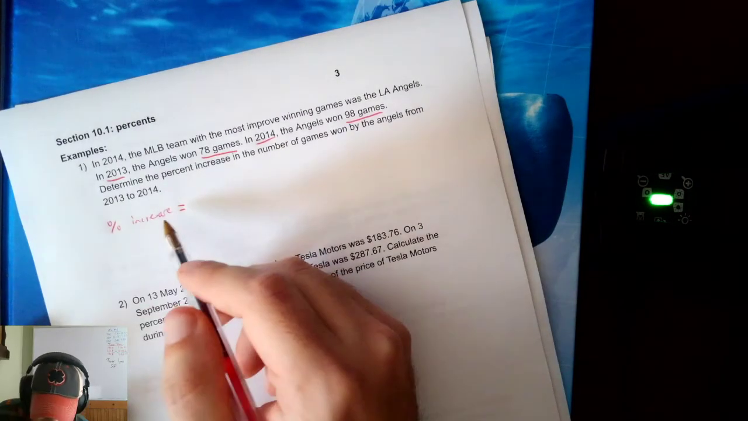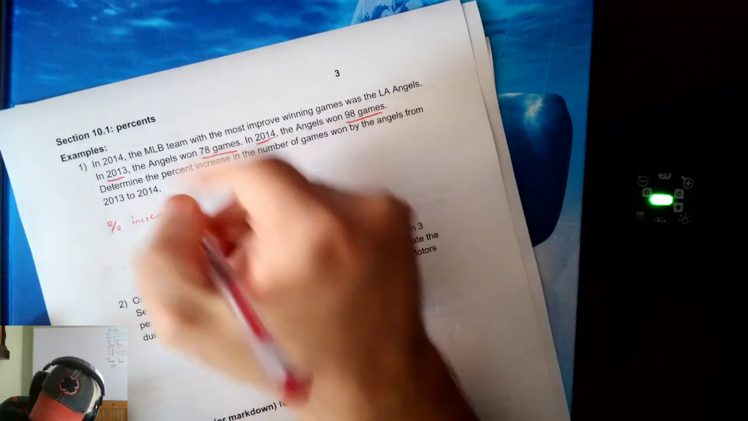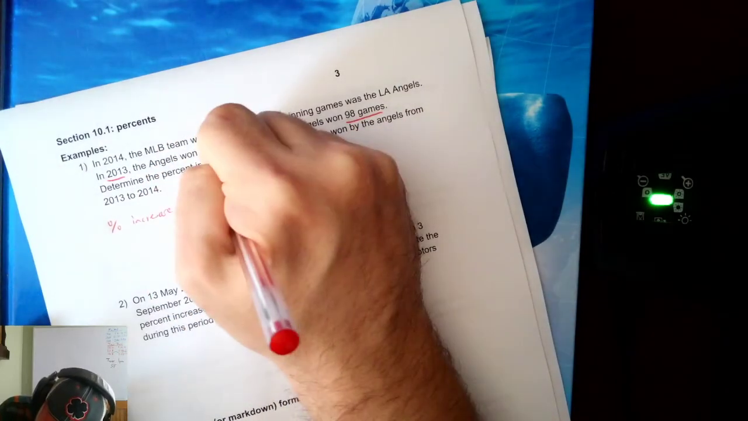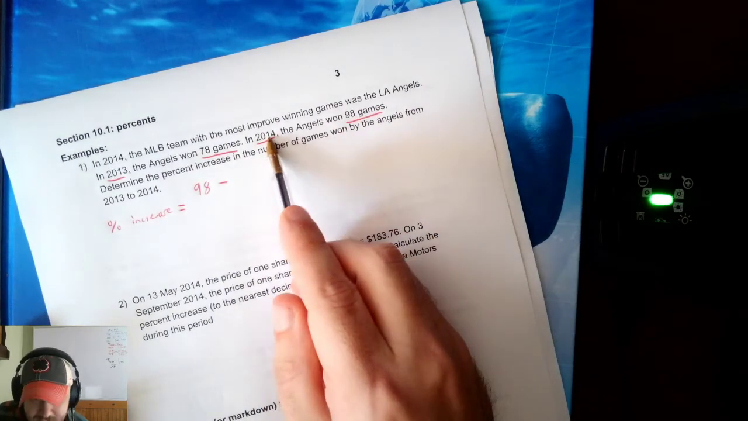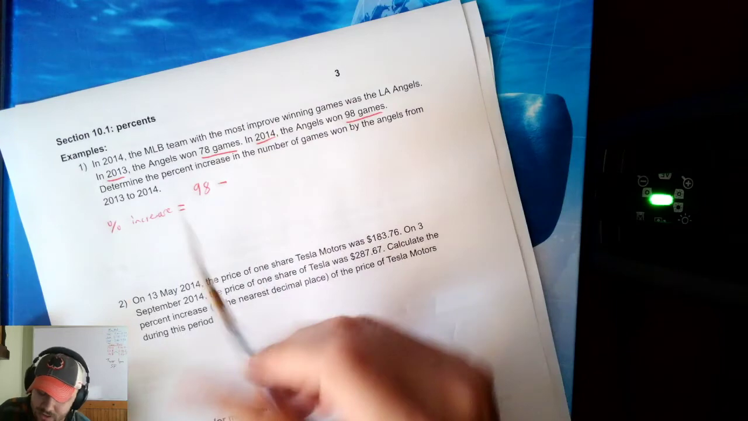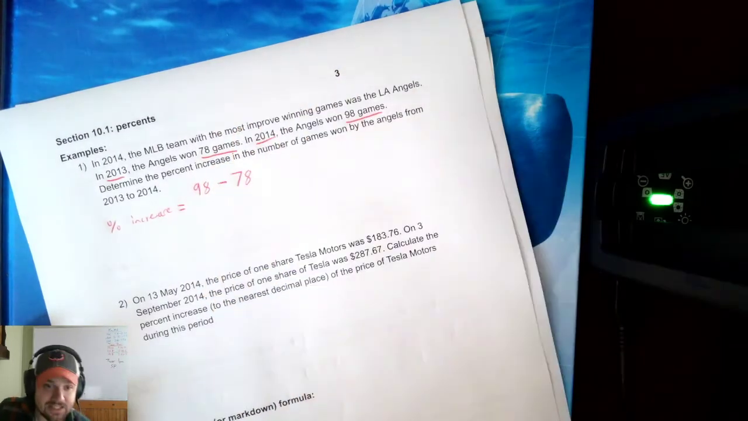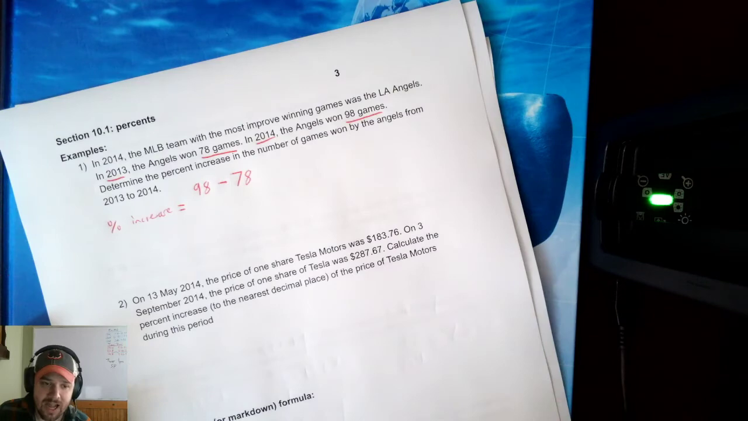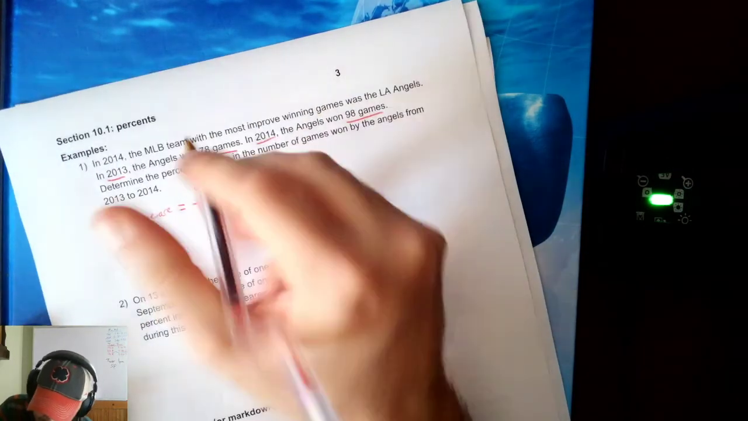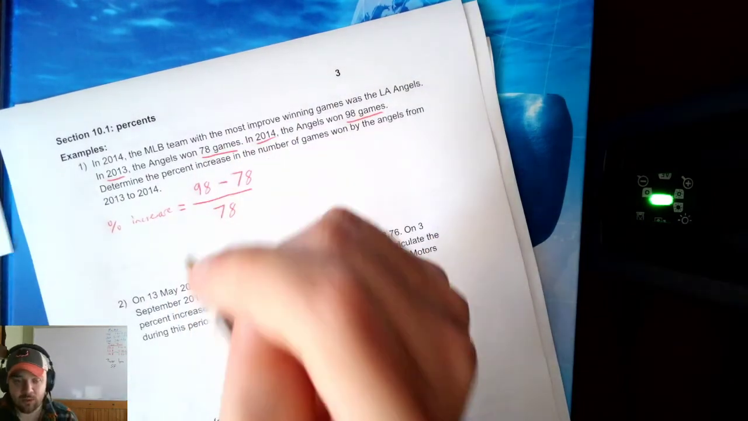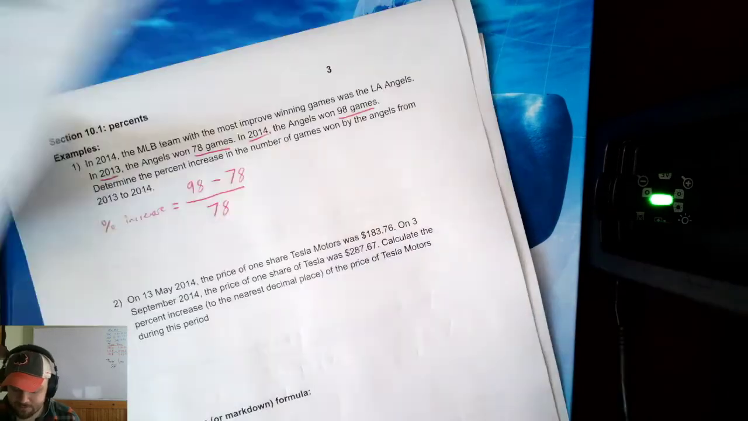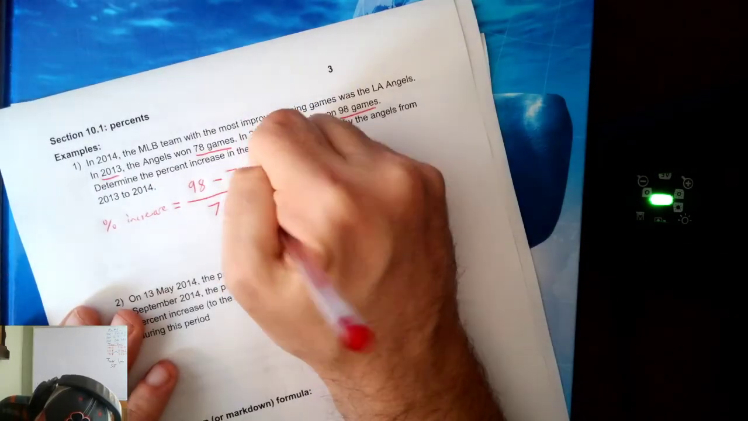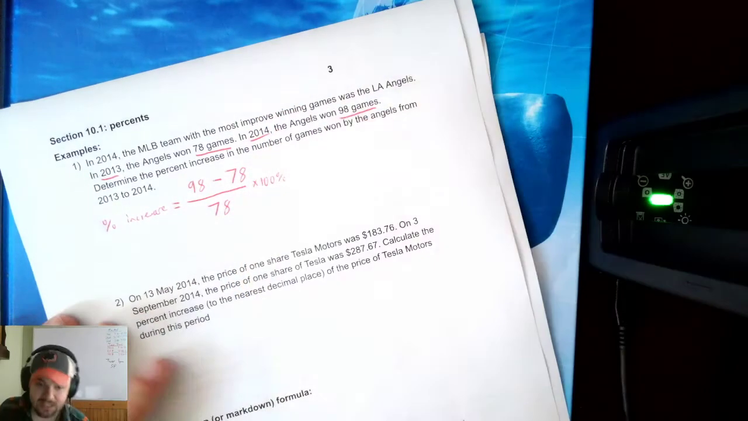and that should be equal to, let's see, percent increase. So I take the amount in the most recent measurement, 98, minus... 98 is the most recent measurement because 2014 is more recent than 2013. So I'll put the 78 second. That's the previous measurement, right? I'm looking at the comparison from 2013 to 2014. And then I divide by the previous measurement, right? That's what this formula here told me. Latest measurement, previous measurement, right? And then I will times that by 100%. That's going to be my last step.